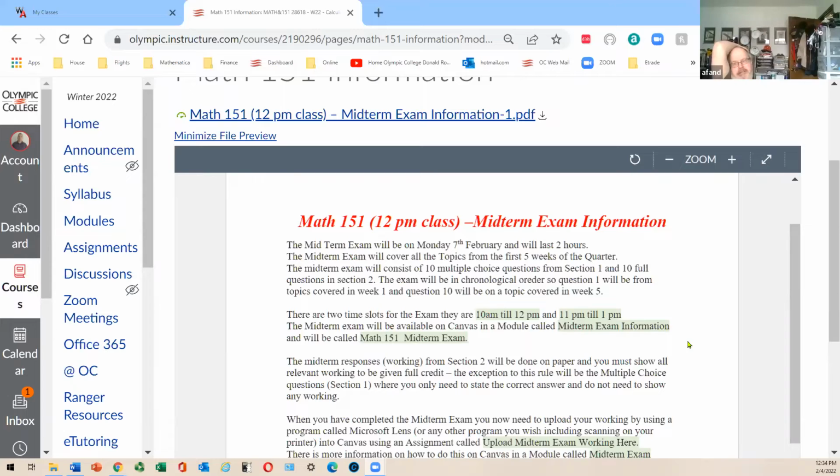And section 2 is where all the working is going to happen, and it will be in chronological order. So the first question you're going to see in the section 2 part is going to be the bit that we did in week 1. And the last question you're going to see, and I guarantee you're going to get one, is going to be implicit differentiation.